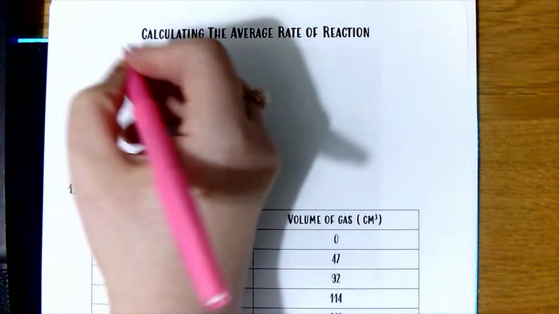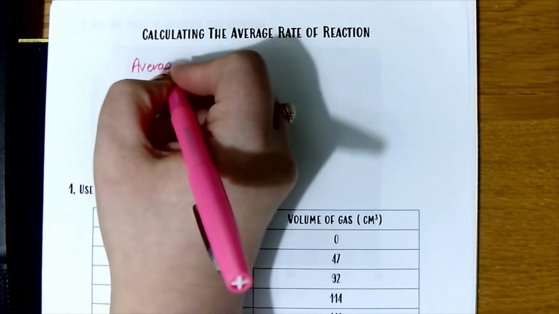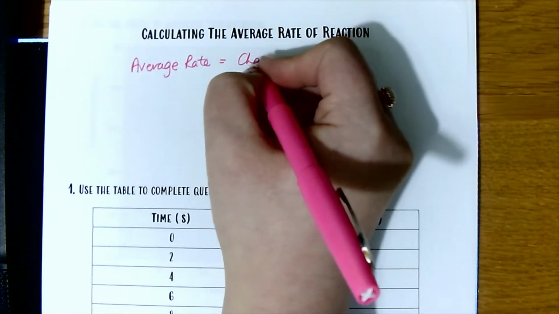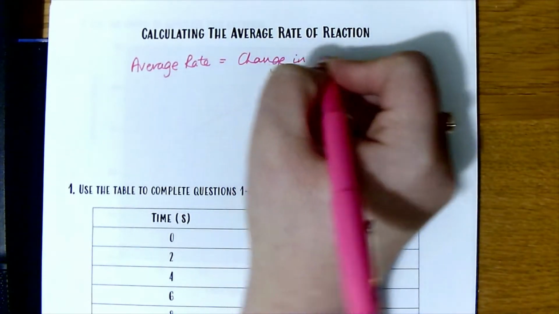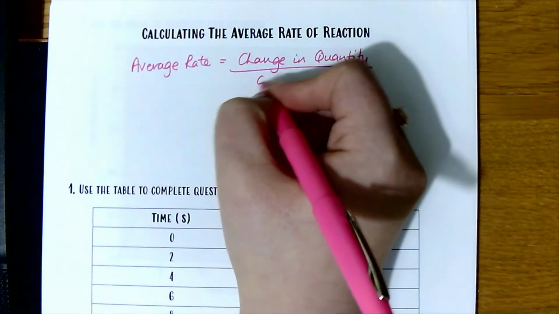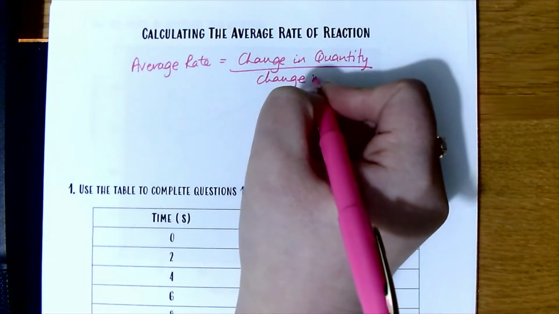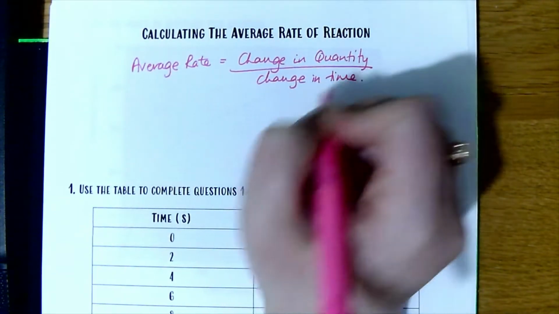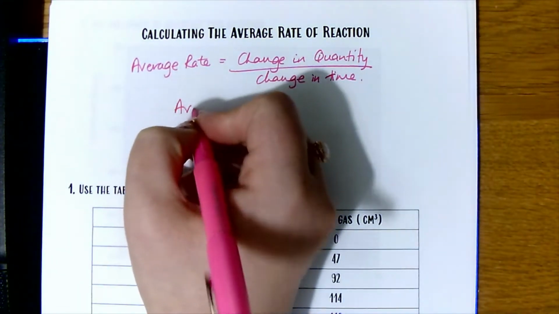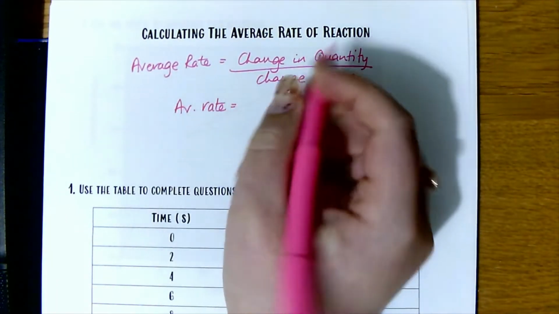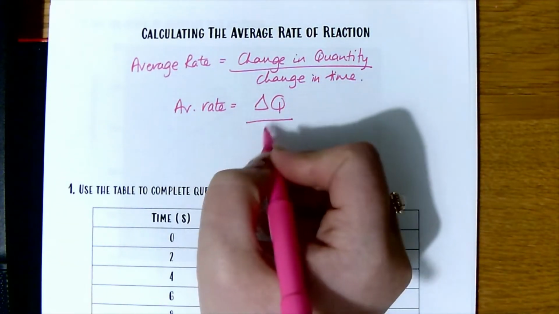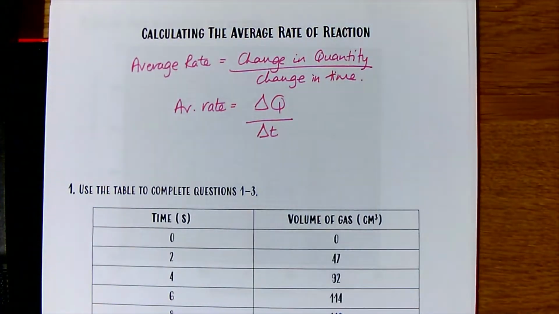We can write this as the average rate equals the change in quantity divided by a change in time. In the shorthand, we can write this as the average rate equals delta Q, where delta stands for change in, over delta T for change in time.